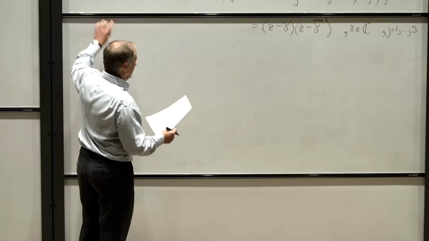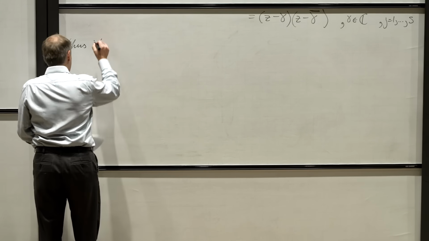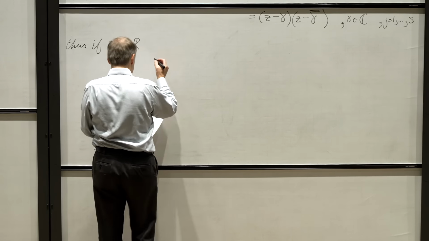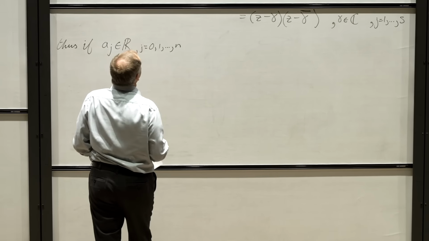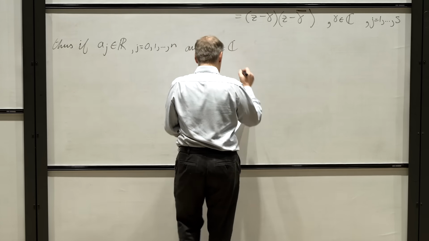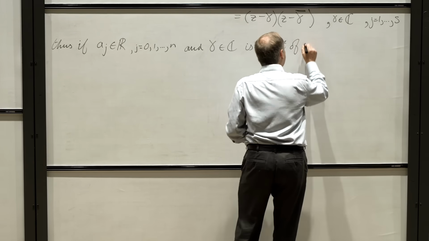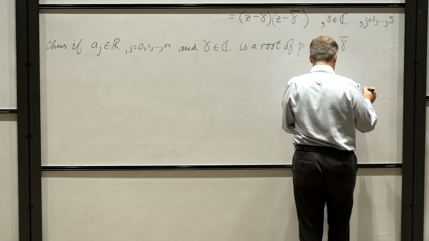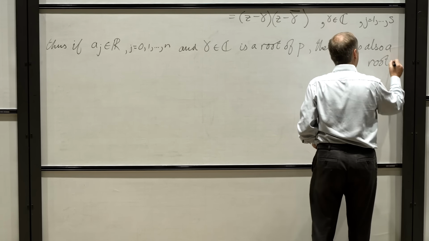Okay, so I'm just going to write one more thing down here, which is a consequence of this. Thus, if all the coefficients are real, and gamma, being a complex number, is a root of p, then gamma bar is also a root of p.